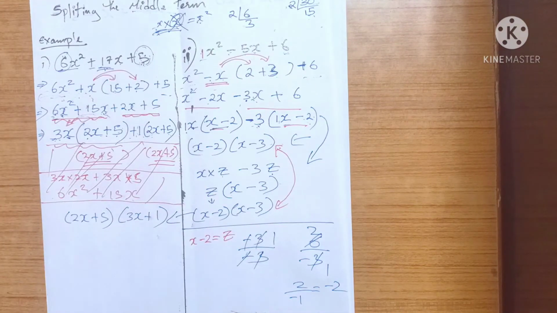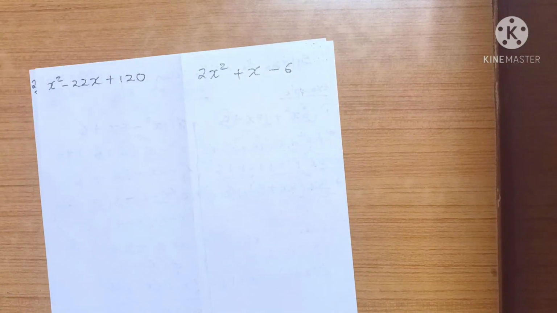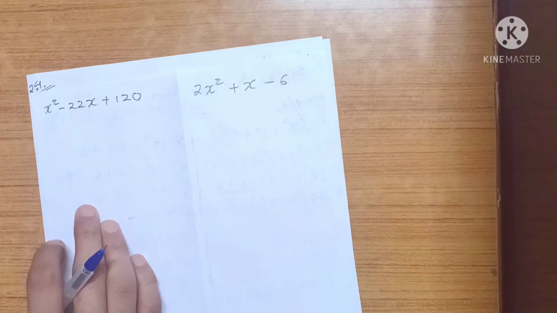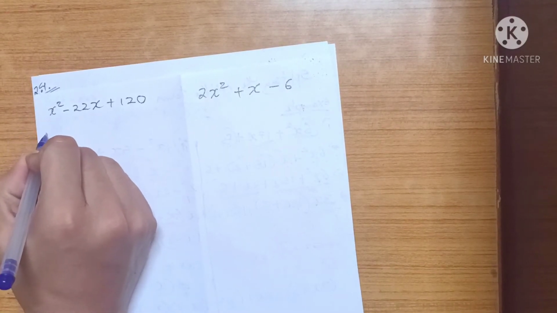If you did not understand properly, we'll do one more example, two more examples. Please try to listen properly, and then we'll start question number 4. So first thing, what do we do? We write this exactly the same.